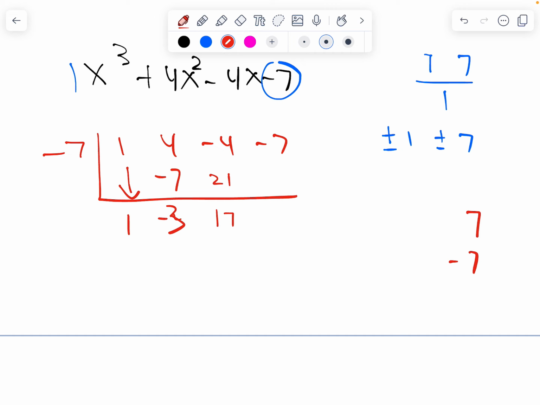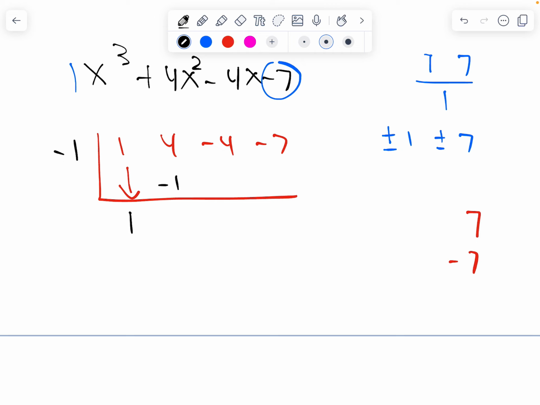Let's just try 1. So let me erase this. And I'm going to try 1. So if I try 1, 1 times 1 is 1. That's going to be 5. That's going to be 1. -6, that doesn't work. Let's try -1.